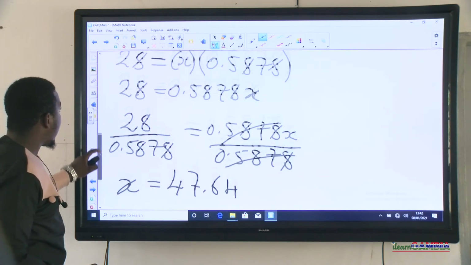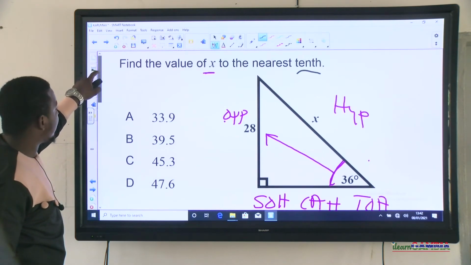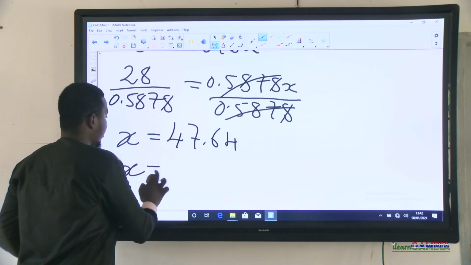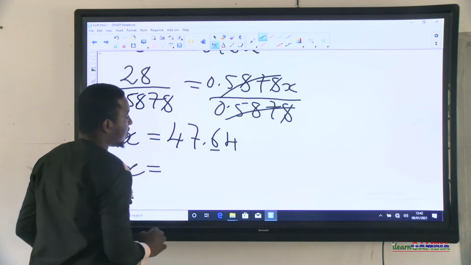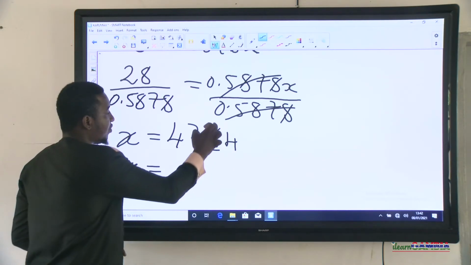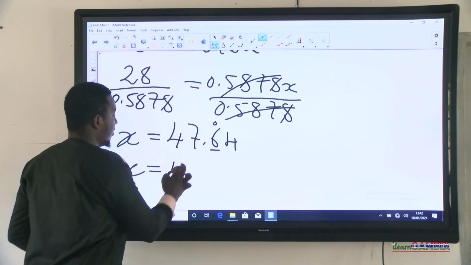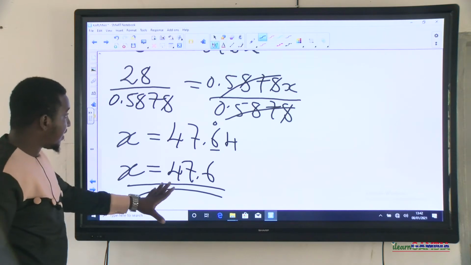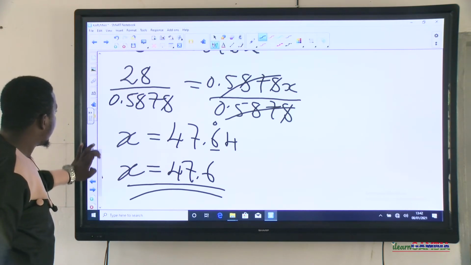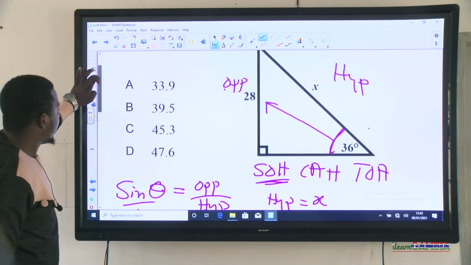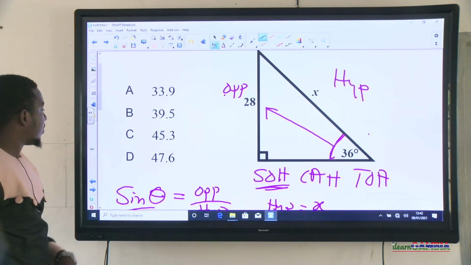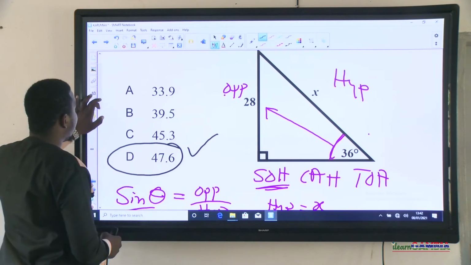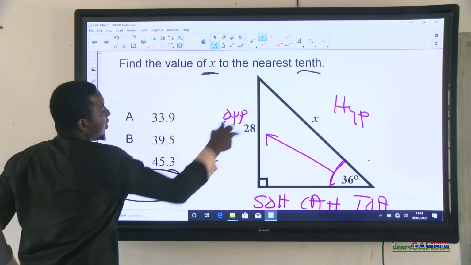And we are asked to leave our answer in the nearest tenth. So for the approximation, x is equal to, at the nearest tenth, the digit is 6. The digit after is 4, less than 5, so we add 0. So we're going to have 47.6. So the x value in this question is 47.6. Now looking at the options, option D will give us the correct answer, which is 47.6. That is going to be the value of x in this case.